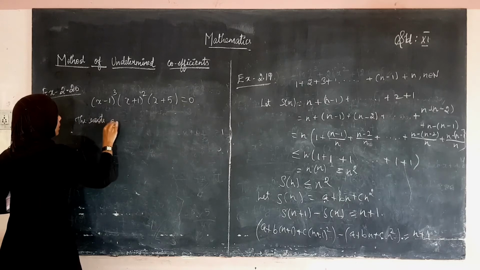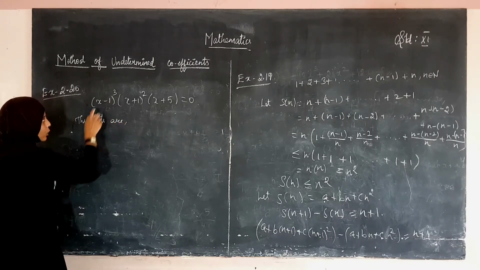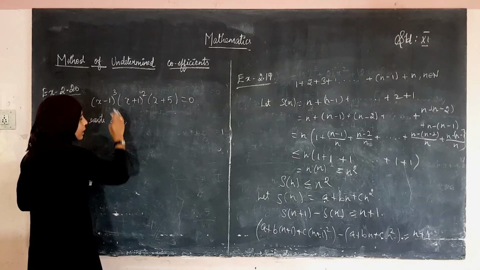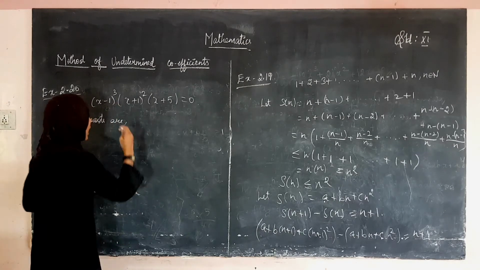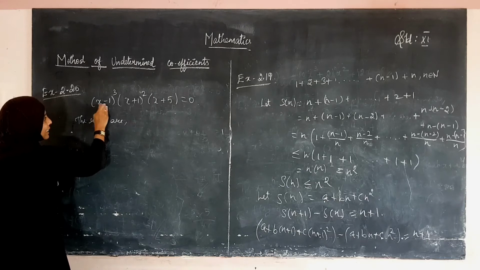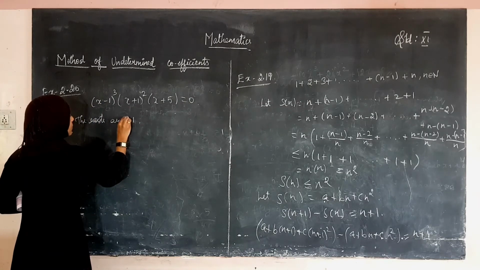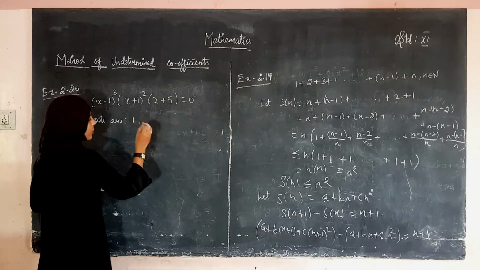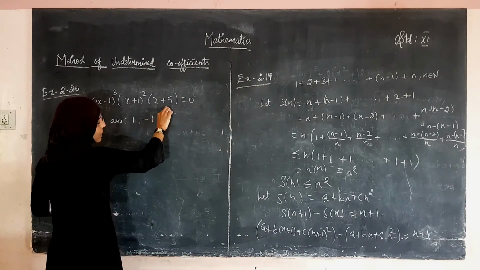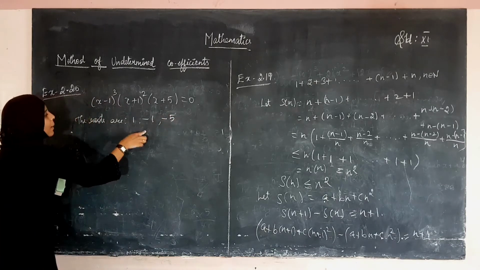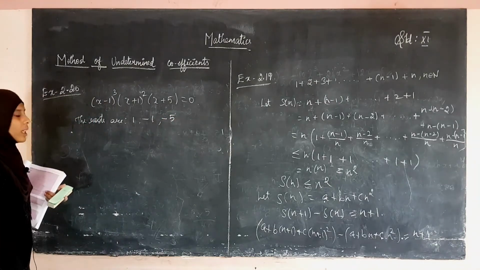The roots are, so first for finding the roots, just ignore the power. The power is said to be the multiplicity of the root. I will explain this. Now the roots are x minus 1 is equal to 0 means x will be equal to 1, and x plus 1 is equal to 0 means x will be equal to minus 1. X plus 5 equal to 0 means x will be equal to minus 5. These are the roots: 1, minus 1 and minus 5.